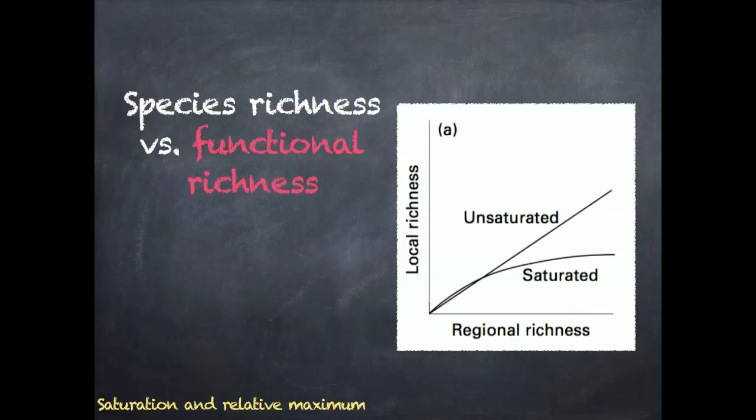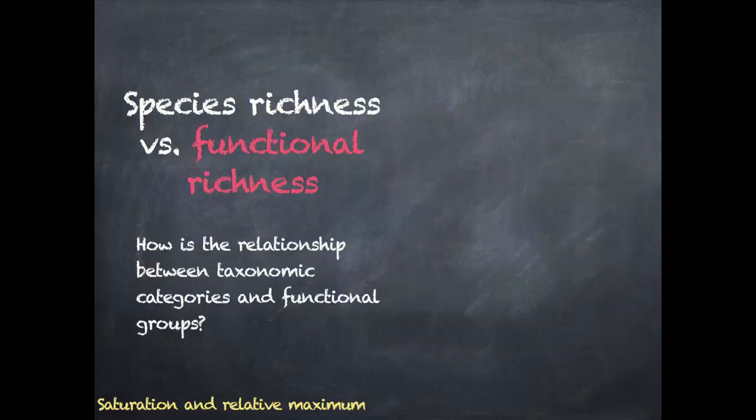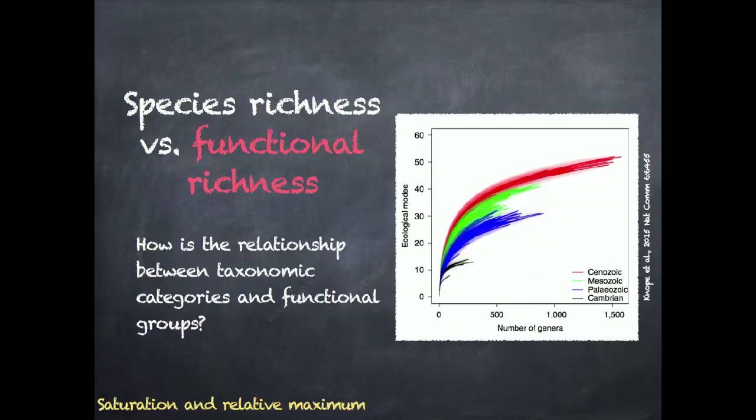And this can also be studied using functional groups. So instead of comparing against taxonomic regional richness, we can use functional richness or functional pools. Or we can also study this independently from the spatial scales, just by asking how is the relationship between taxonomic categories and functional groups. And there is an example from this study from Knope and collaborators in which they look at how many ecological modes are occupied in different taxonomic categories through different time periods.